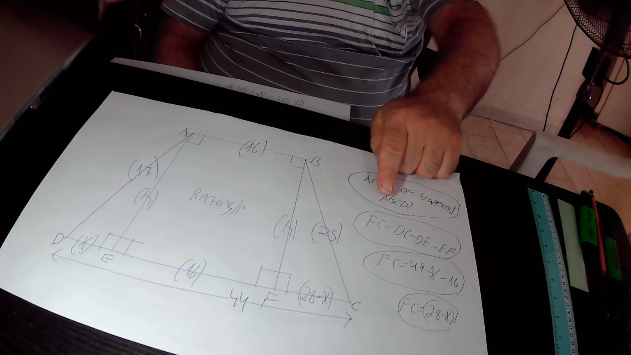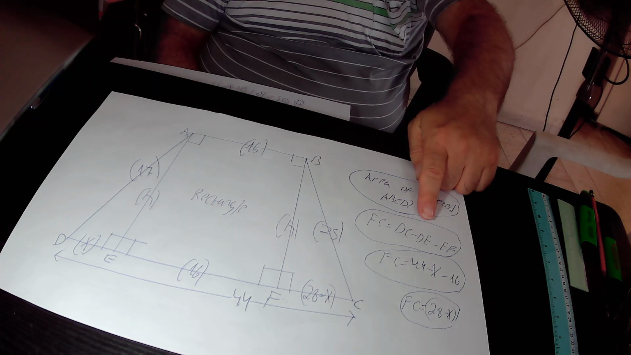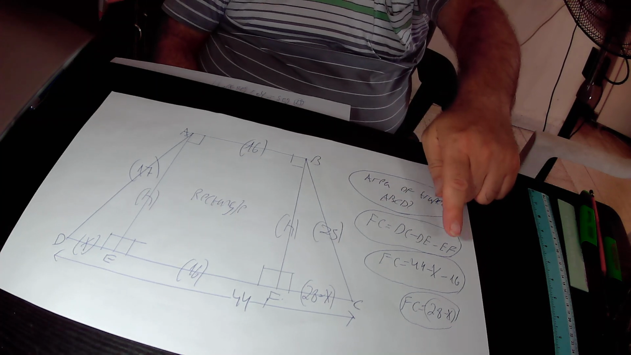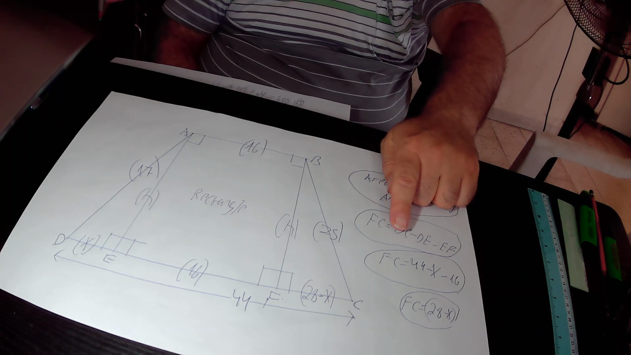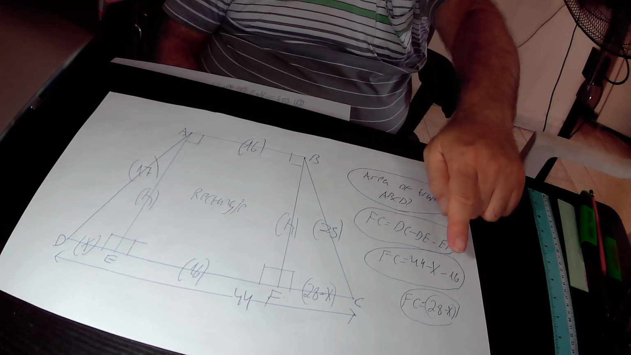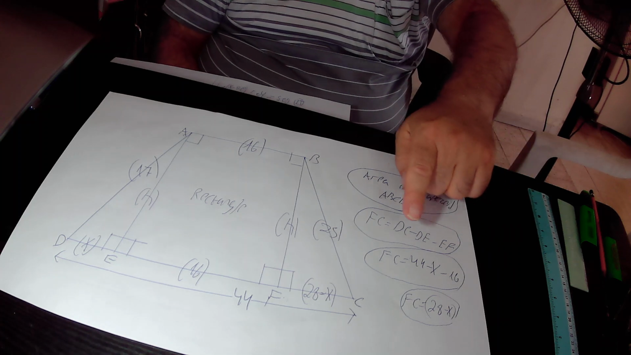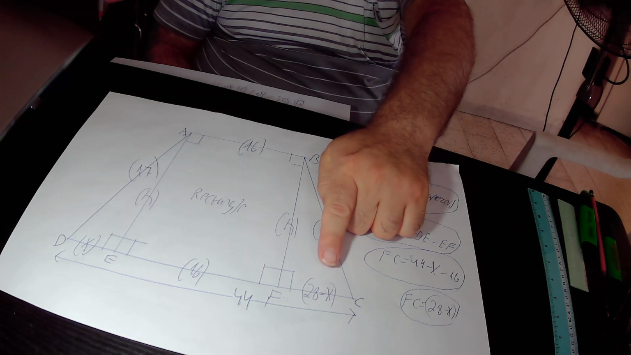So FC equals DC, that is 44, minus DE, that is x, minus EF, that is 16. So in total, FC equals 44 minus 16, that is 28, minus x. So FC equals 28 minus x in its length.